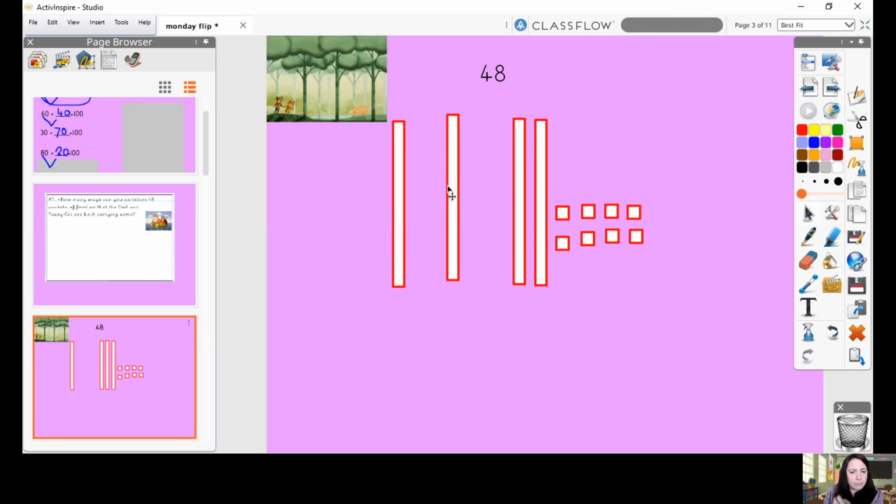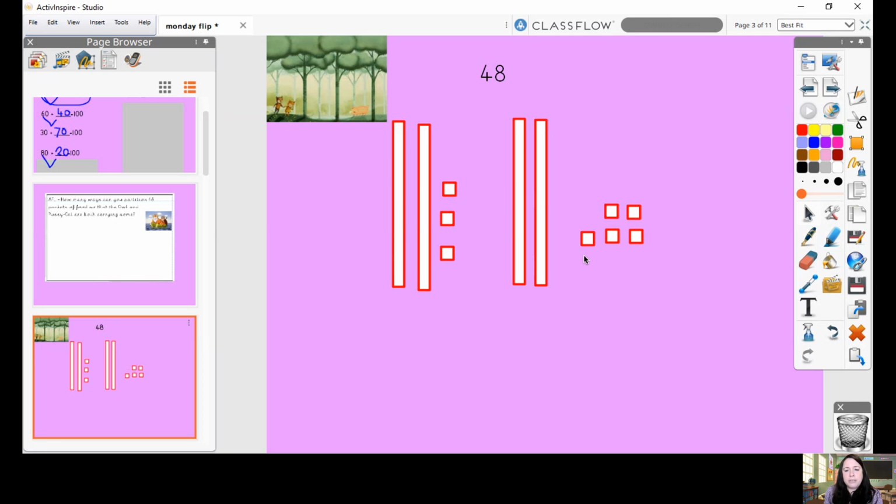Now, we could also move some of these ones over as well. So now the owl is carrying 22 and the pussycat is carrying 26. So 48 can partition into 22 and 26. Still makes 48. We've just split it in a different way.